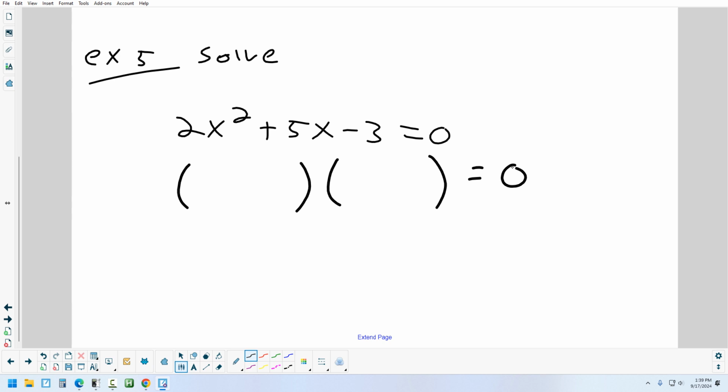Can anybody think of what times what is 2x to the second power? Yeah, 2x. Perfect. 2x and x. And now when you're factoring and you have a positive in the middle and a negative at the end, that tells you what two signs go here. Does anybody remember how to look at those two signs and figure out the two that are going to go down there?